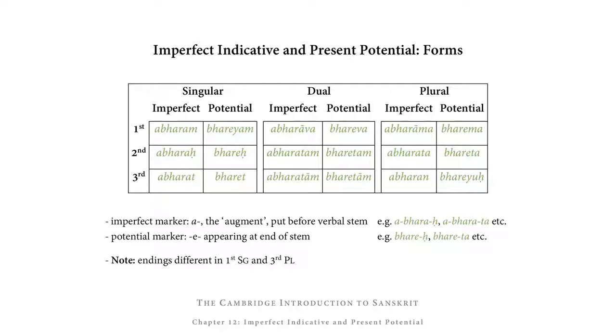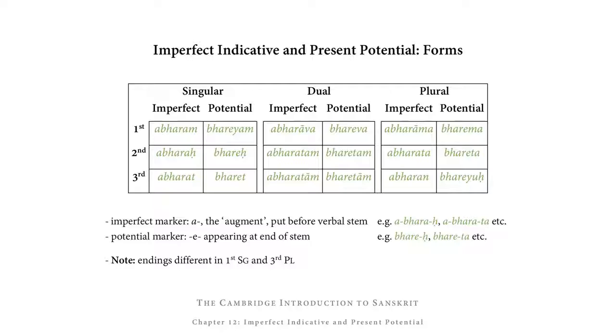So let's take a look at those forms. Here in this table we have combined the imperfect indicative and the present potential. If you look at the double column for the singular, on the left there are the forms for the imperfect: aparam, aparaḥ, aparat for the first, second and third persons. What you see here is forms that all begin with a. This a added to the beginning of a word is the so-called augment, and this marks a form as referring to the past, as being a past tense.